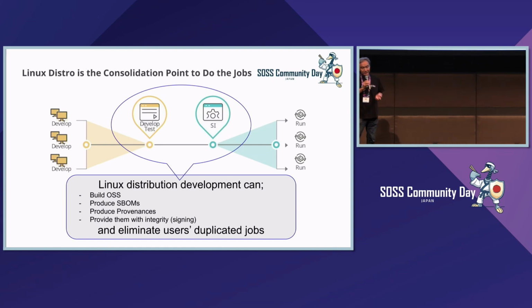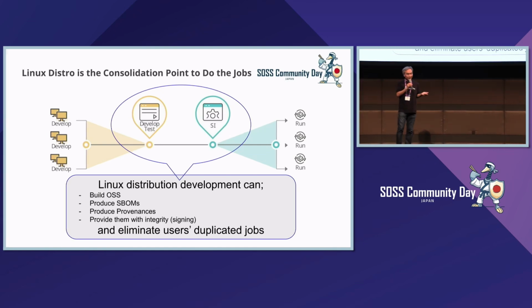Distribution. A distribution is a consolidated point of multiple software packages. The reason we're using a Linux distribution is because I don't want to collect software one by one, and I don't want to compile one by one, well, except for the Gentoo guys. So that's the reason to use a Linux distribution. It's a consolidated point, a choke point.